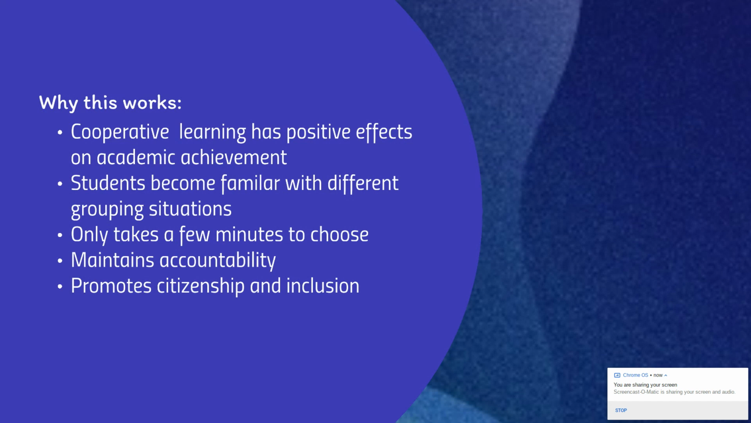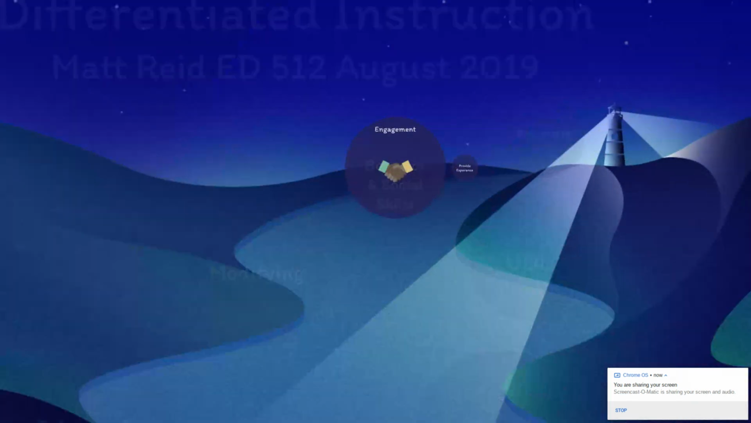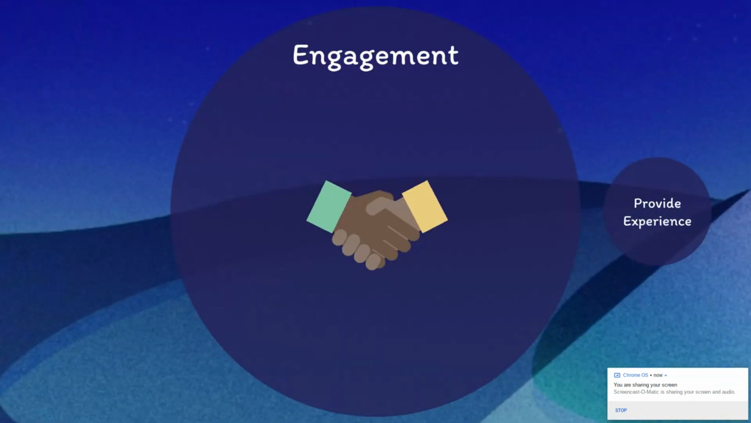Speaking of citizenship, that brings us to behavior and social skills, which is based off engagement. We need to teach kids how to work with each other because after middle school and high school, they'll need those social skills.